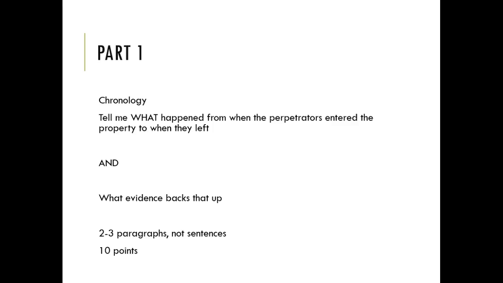Again, tell me in part 1 the chronology of the crime from when the perpetrators entered the property to when they left the property, and then cite evidence and describe it to support every single step along the way. This should be done in 2 to 3 paragraphs, not sentences, and it is worth 10 points. Now, part 2. First of all, I want you to notice part 2 is worth 15 points. It is worth more points than part 1.